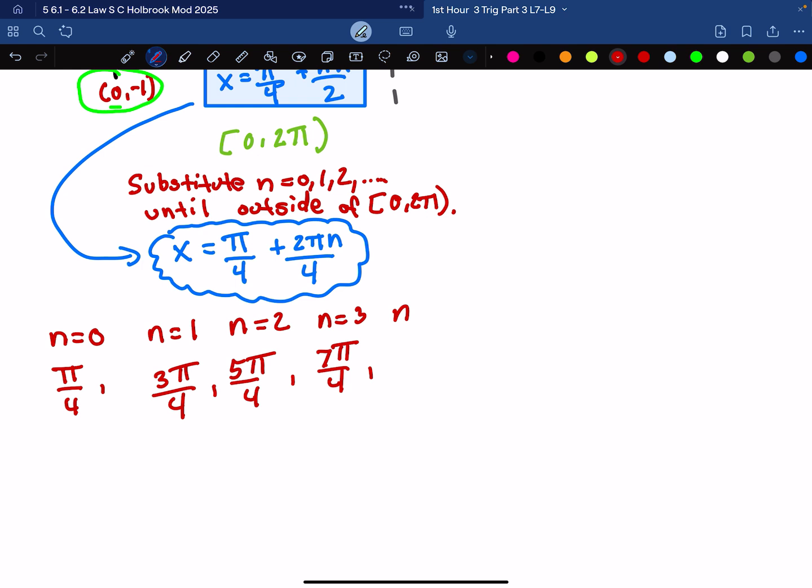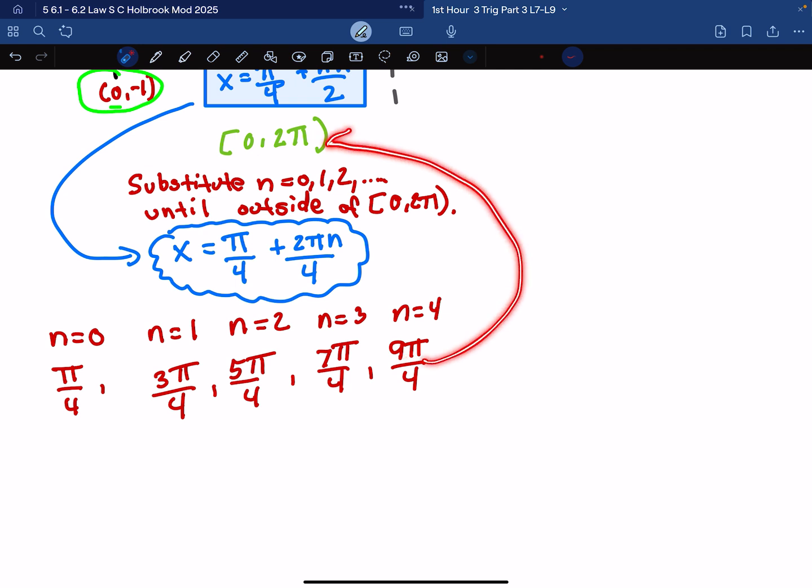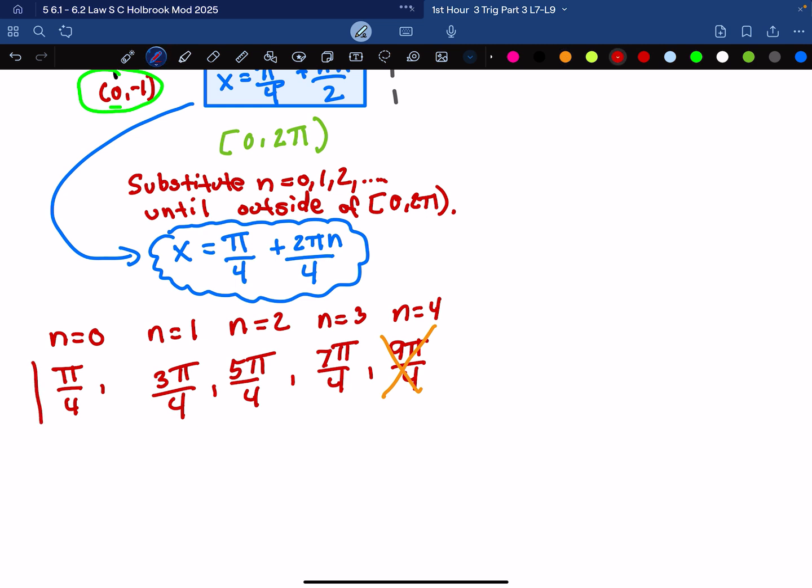And then when n equals 4, you get 8 on top. 8 plus 1 is 9 pi over 4. So I'm going to stop right now. If you were to write this as a decimal, 4 would go into 9 twice with 1 left over. So that's 2 pi plus some, which is outside of the interval we are looking for the solutions to be. So that tells me that this is past it, it's outside of the interval. So my solutions between 0 and 2 pi would stop at n equals 3.